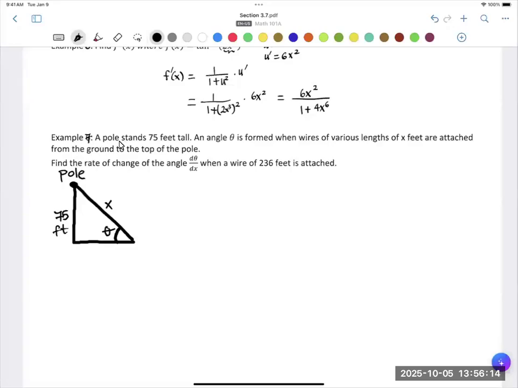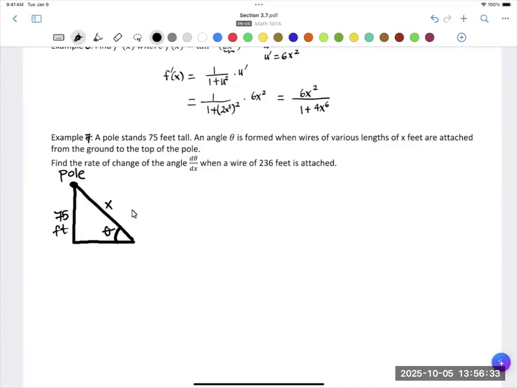Okay, let's say we have a pole stand 75 feet tall. An angle theta is formed when wires of various length of x feet are attached from the ground to the top of the pole. Find the rate of change of the angle when the wire is 236 feet is attached.